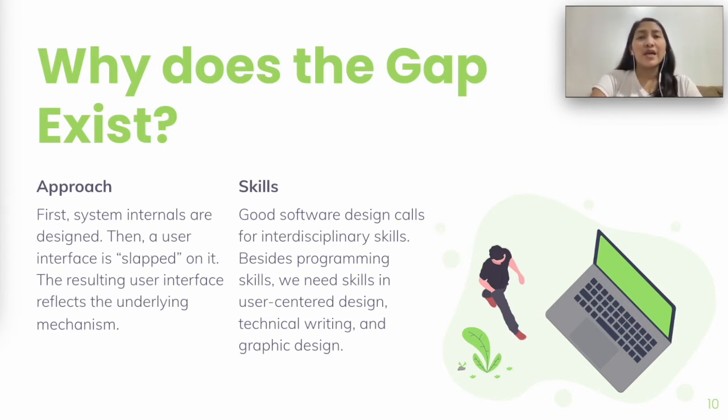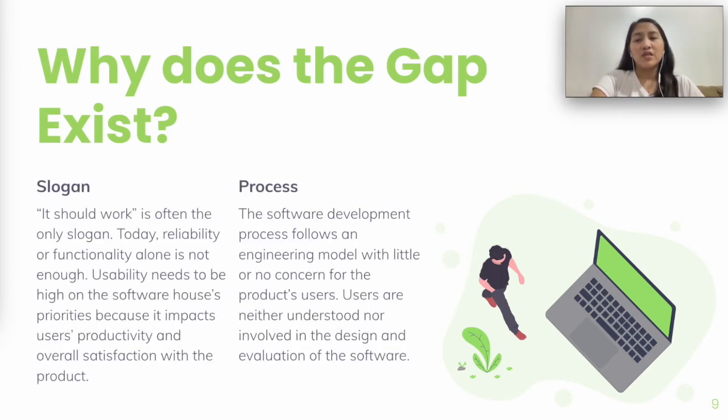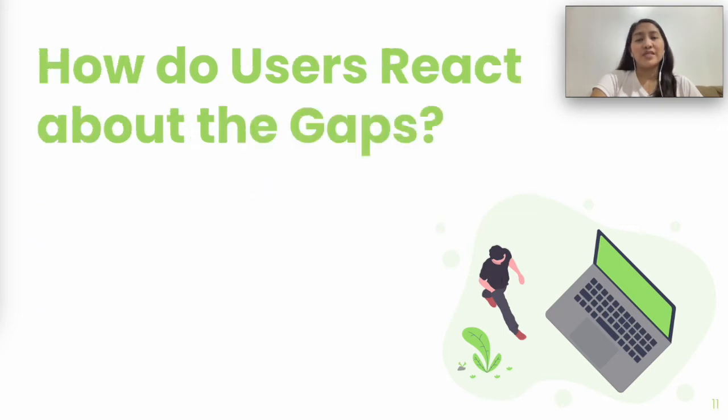So, ito naman yung pagde-design ng mga icons, ng mga logo, ang tamang kulay na dapat gamitin sa background, sa font style, sa font color. So kahit yon, kailangan din natin siyang matutunan, hindi lamang programming. So maaaring maalam ka sa programming, pero yung ibang aspeto ay hindi mo alam, hindi mo rin ma-achieve yung good software design. So yun yung 4 reasons why the gap exists. Slogan, process, approach, and skills. So when the gap exists, ito yung maaaring or possible na reaction ng mga users mo.